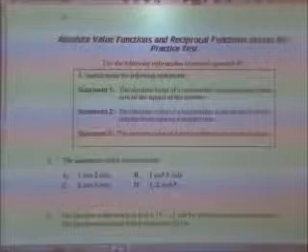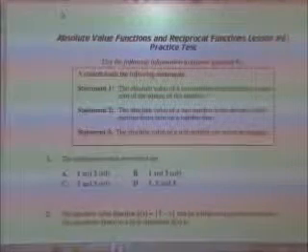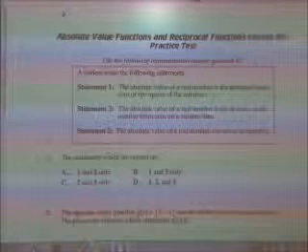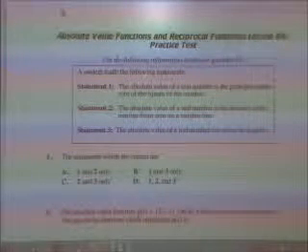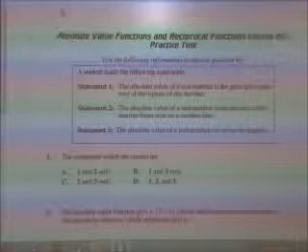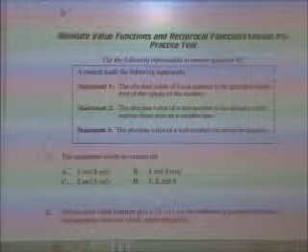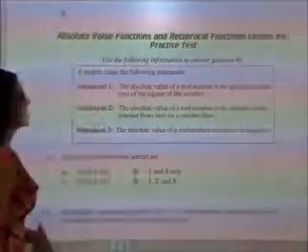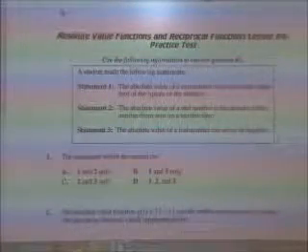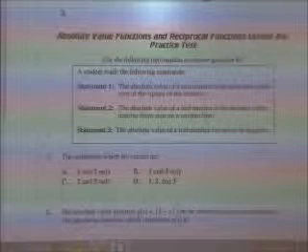This is the practice test for the absolute value functions and reciprocal functions. So we're going to go through these questions so that you're prepared for your unit test. So the student made the following statements. The absolute value of a real number is the principal square root of the square of that number. Is that true or false?